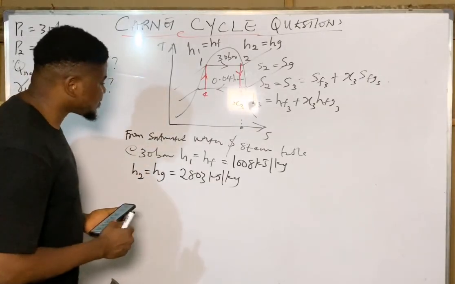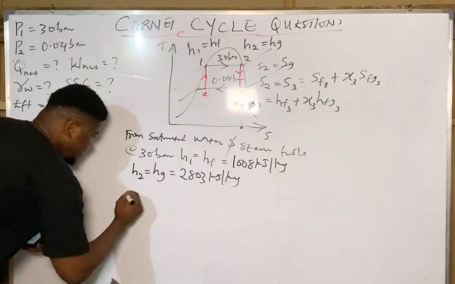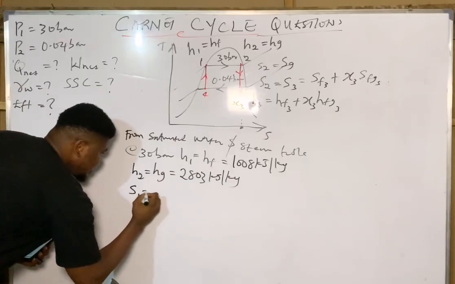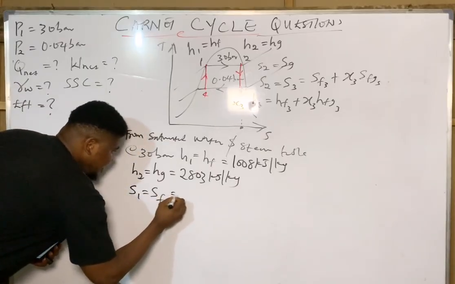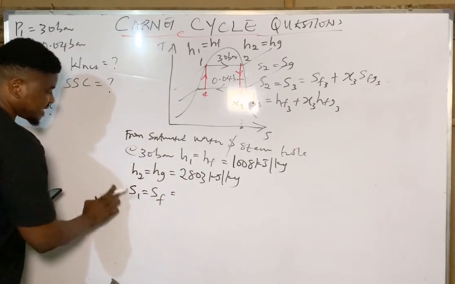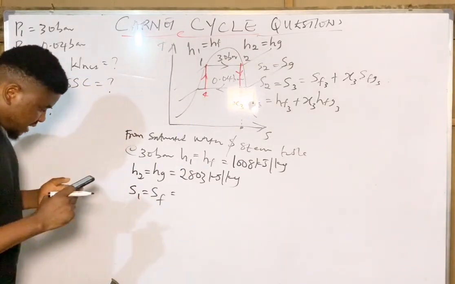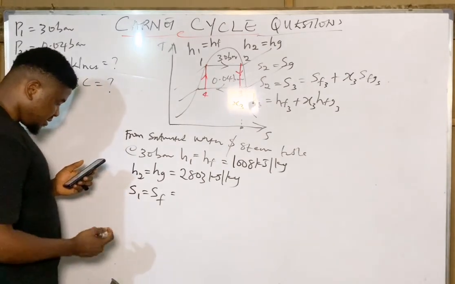Okay, so we now have the enthalpy at state 2 and the enthalpy at state 1. Next, let's find all the properties at this point. We can also find the entropy S1. S1 is also going to be Sf at that state. So under 30 bar, locate Sf. So Sf is 2.645.